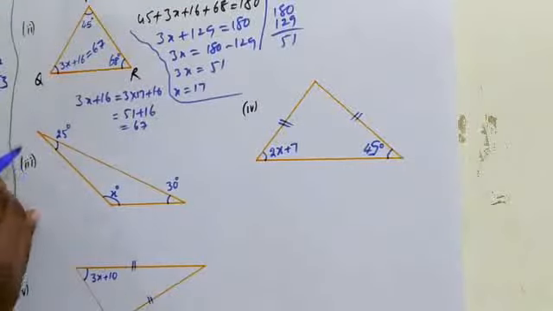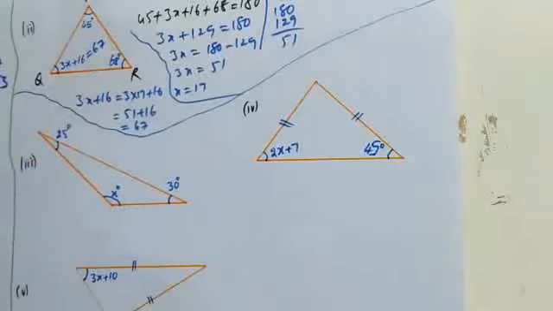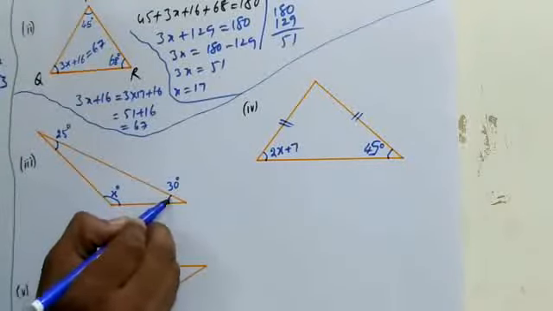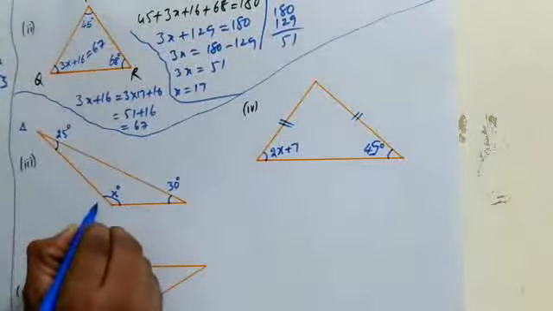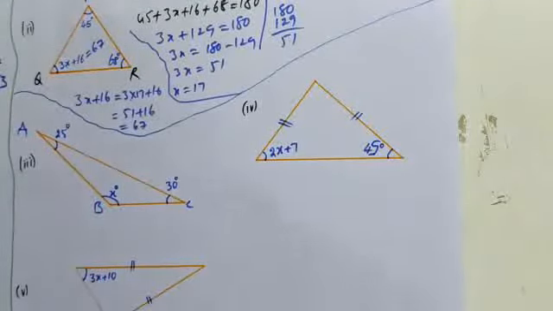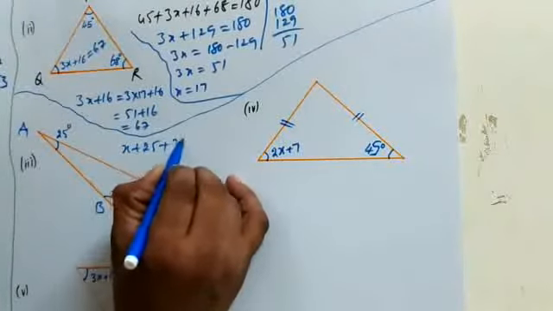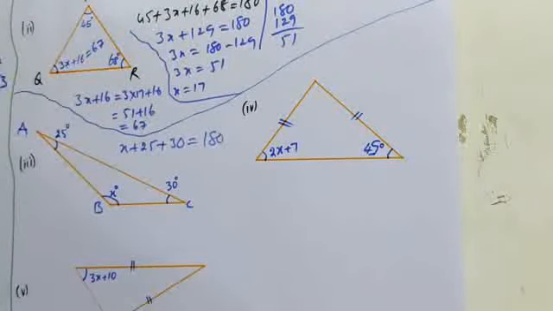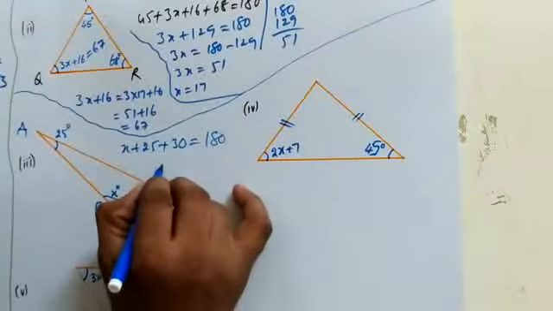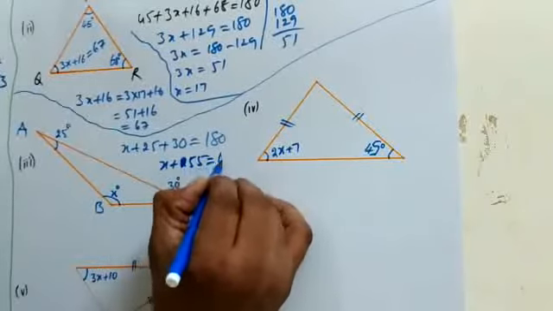Third sum. This angle is equal to 25, this angle is equal to 30, this angle is x. Find the x value in triangle ABC. The sum of three interior angles is equal to 180. Therefore, x plus 25 plus 30, that is 55, is equal to 180.